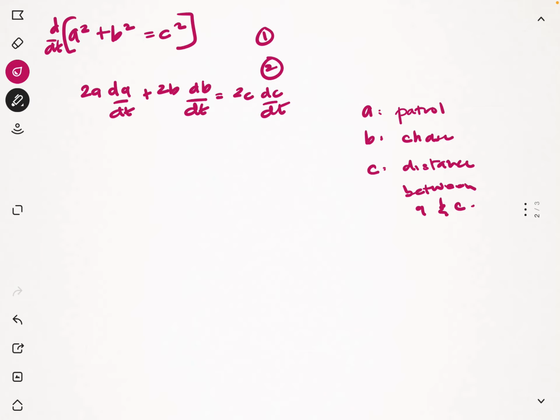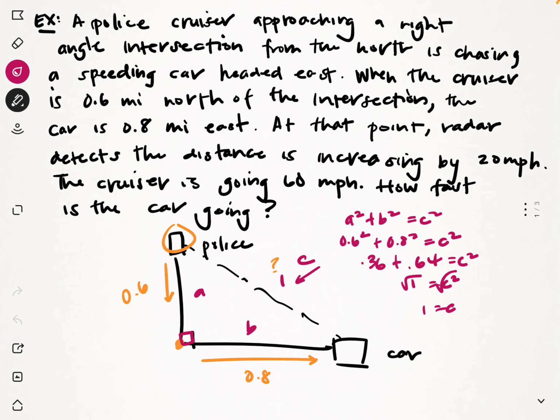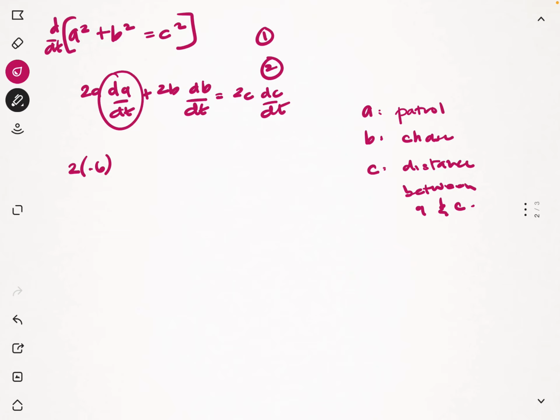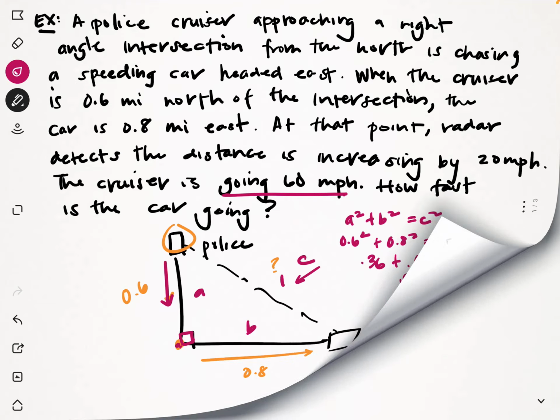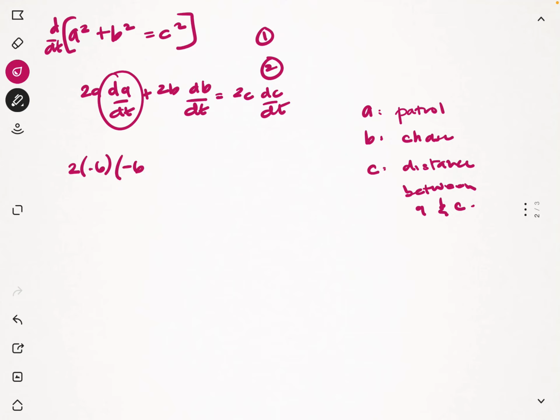So what we know about the patrol car is that it's 0.6 miles from the intersection. It also says that the cruiser is going at a speed of 60 miles per hour, so we also know the rate of change for that car. And because it's going towards the intersection, so this is a tricky one, the distance between the intersection and the car is decreasing. So our rate has got to be negative. That's one of the key points to this one. So it's going to be negative 60 for our dA/dt.